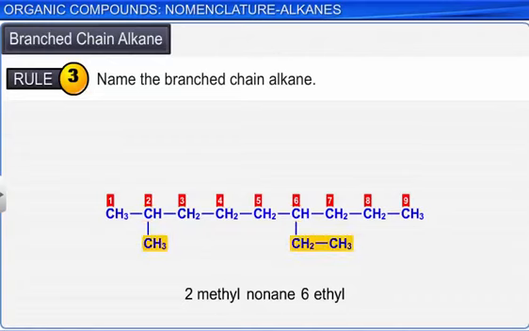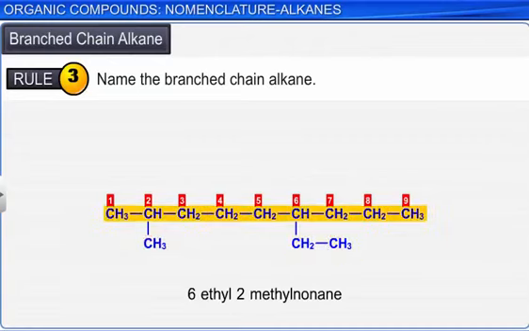If more than one alkyl substituent is present, then the names of alkyl groups are listed in alphabetical order. For example, in this compound, the alkyl groups methyl and ethyl are fixed to the alkane nonane in the alphabetical order, and positions of the substituents are 2 and 6. Hence, the name of the compound is 6-ethyl 2-methyl nonane. The numbers are separated from the alkyl group name by using a hyphen.